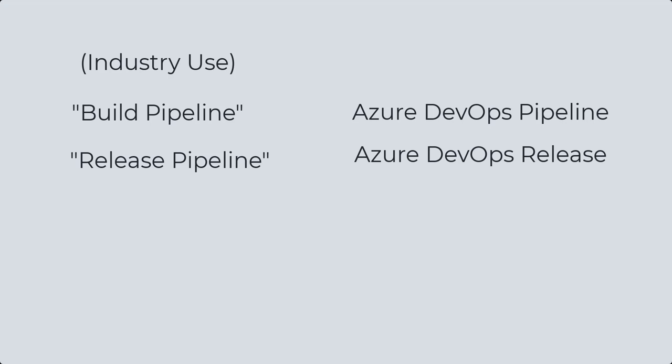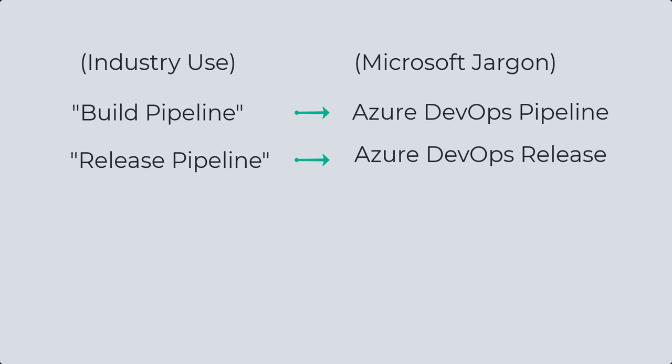About nomenclature, though, Microsoft made a couple of bad choices. You need to know that when Microsoft says pipeline, you should be thinking build pipeline. When Microsoft says release, you should be thinking release pipeline. If you're aware of that distinction, the menus become much less confusing.